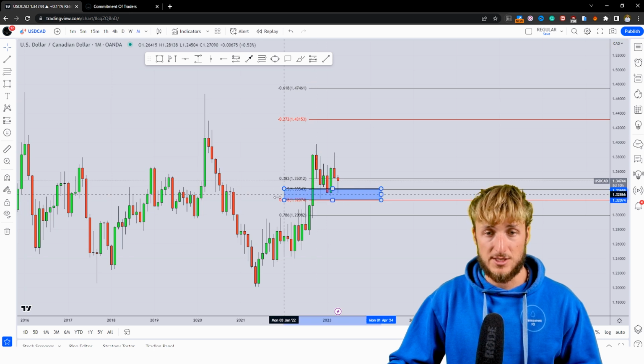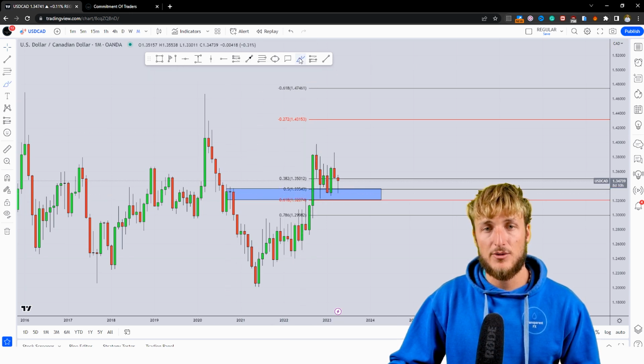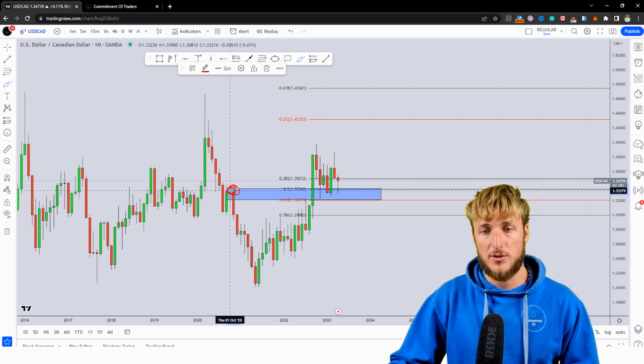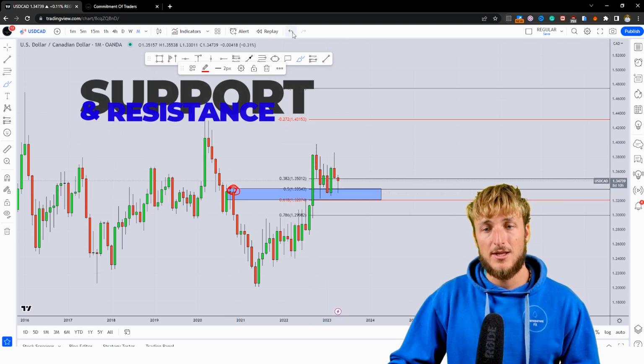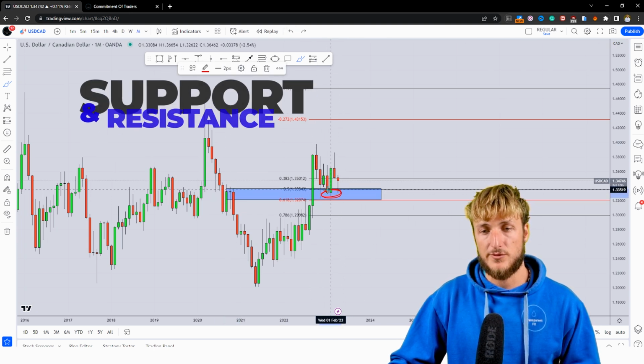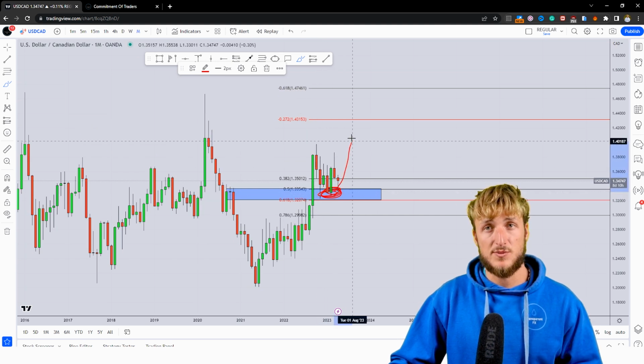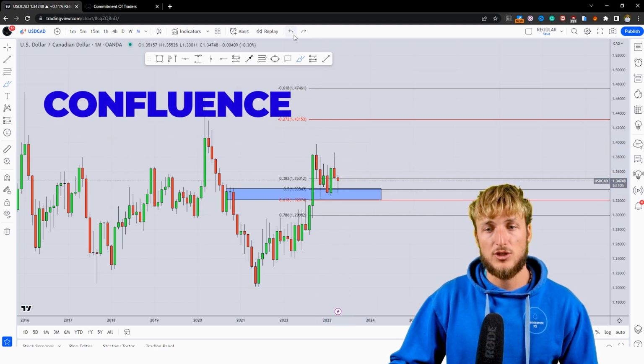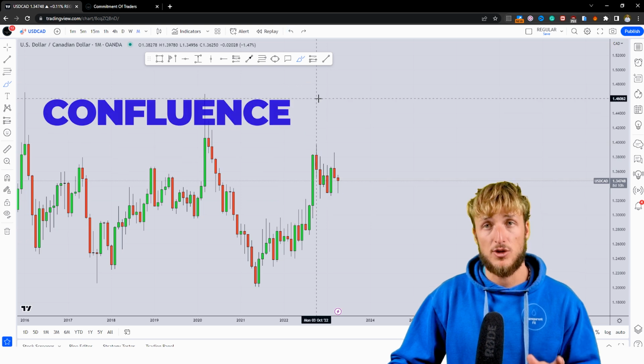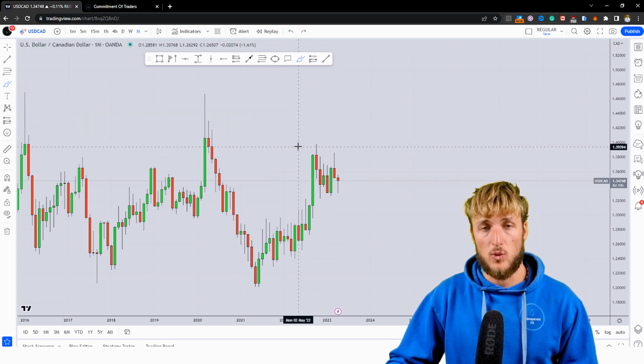of support. If we extend this to the left, we can see how this is also previous monthly resistance, which is now turned support, therefore creating a confluence of support at this zone that we could expect the market to test and now to potentially reject to the upside. So here in the monthly, everything looks quite bullish.